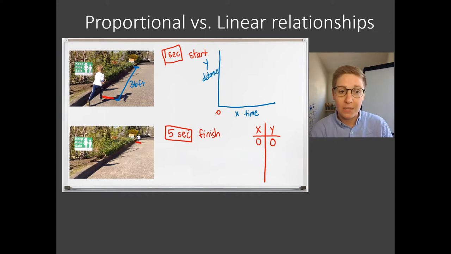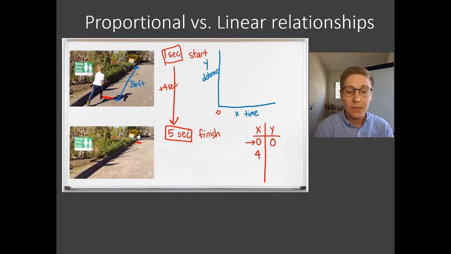Then at the end of the race, he went 1 second to 5 seconds. That was how long it took him on the video. So that is a plus 4 seconds. Remember, we're not putting 1 second on our table here. Zero means the start of the race. That's when I started my clock, when I said, okay, race starts. So at 4 seconds into the video, he had gone how far? Well, 0 seconds, 0 feet. By the time he hit 4 seconds, he'd gone 36 feet. So 36 feet on our table.